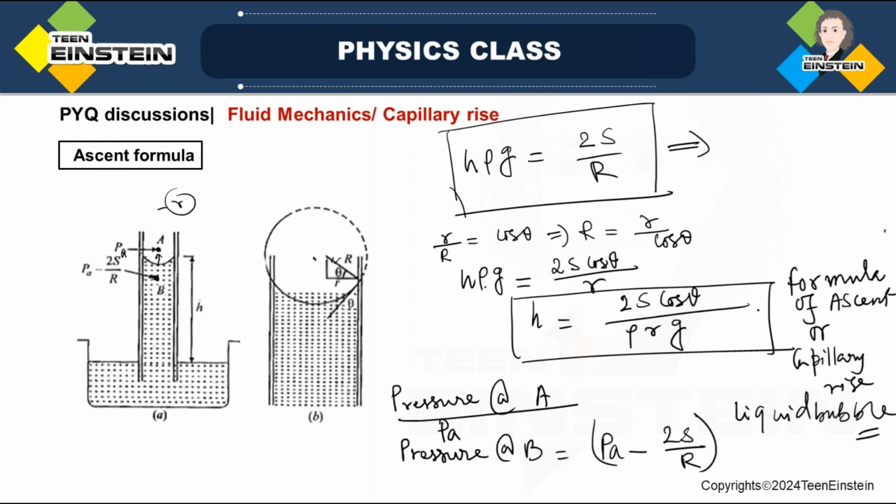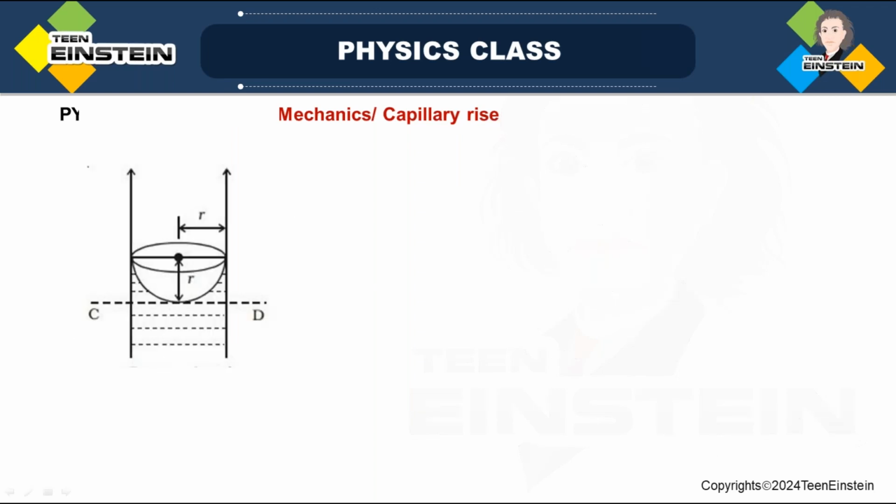Okay, but one point we have not considered here. If we zoom out to the shape of the meniscus, we have not considered the liquid which is here. This is actually called the liquid inside the meniscus. Okay, liquid inside the meniscus, this we have not considered.